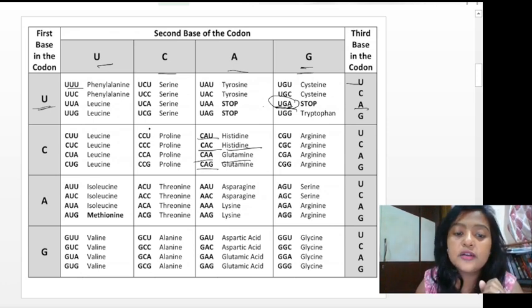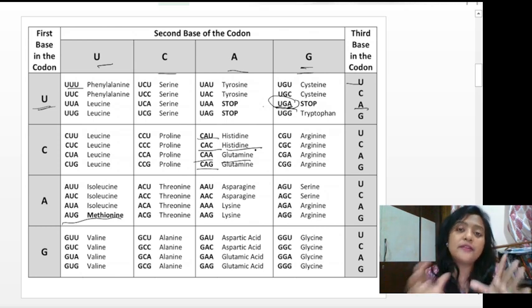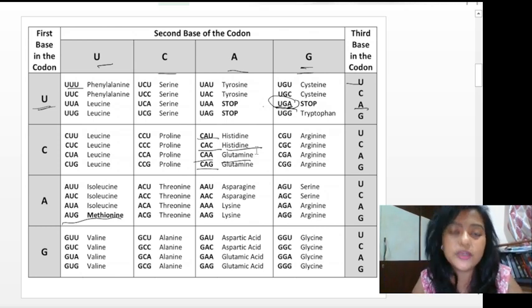So again, you can see out here this AUG. This is again an important codon. Why? I will tell you later, because it's a start codon. So similarly, we'll talk about it later. I hope now you know how the triplets are being formed in a codon. So moving on to our next slide.